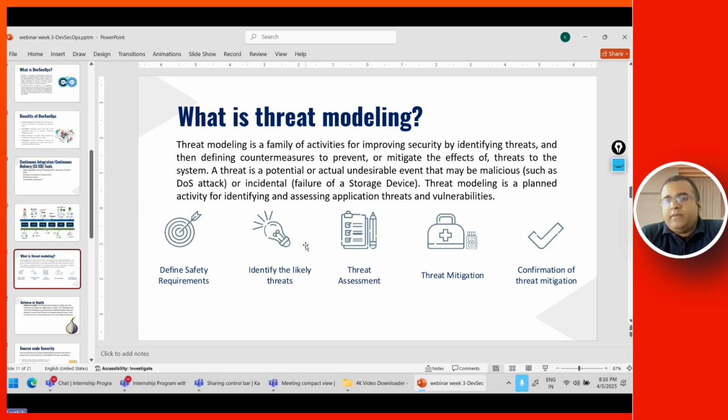Define security requirements, identify likely threats. As I told, we'll say these are the threats that are going to be there. And threat assessment. So basically we'll say what the chances are of that particular attack happening, then we are going to write the mitigation techniques for that. Finally, confirmation of mitigation, right? This is going to happen at the PT level itself.